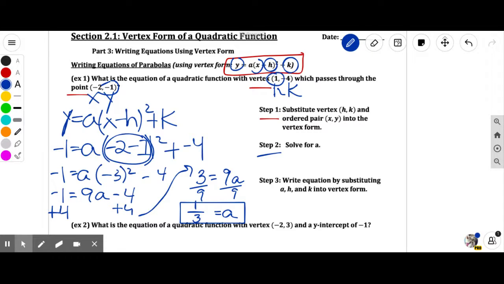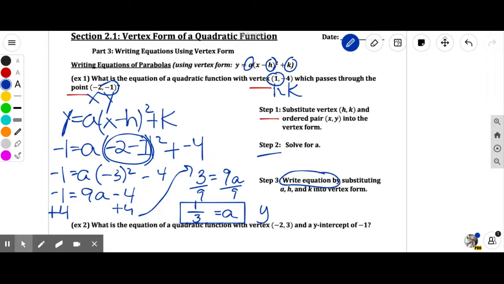Once you solve for a, now we have to do our final step, which is write the equation. To write the equation, we're going to take vertex form and plug in a, plug in h, and plug in k. We are not going to plug numbers in for x and y, because the regular equation of a parabola should always have an x and a y in it. If you put numbers in, it would be all numbers, and we don't want that.